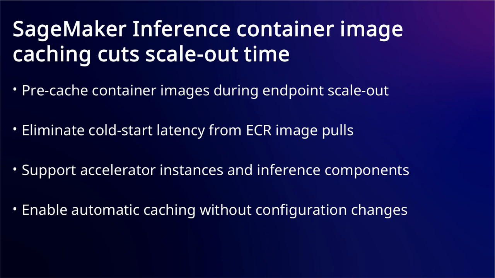You pre-cache container images during endpoint scale-out, which eliminates cold start latency from ECR image pulls. The feature supports accelerator instances and inference components, and enables automatic caching without requiring configuration changes. This reduces end-to-end scaling time by up to half for generative AI models, complementing sub-minute concurrency metrics for faster load detection and instant store container caching for faster scaling on existing instances.